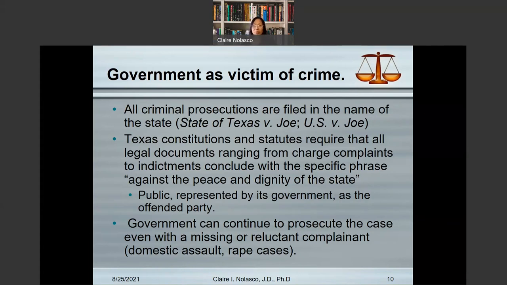Texas constitutions and statutes, in fact, require that all legal documents, ranging from charge complaints to indictments, conclude with a specific phrase, against the peace and dignity of the state. So it's the public represented by its government who is the offended party. One evidence that the government is a victim of the crime is that the government can continue to prosecute the case even without a missing or reluctant complainant.